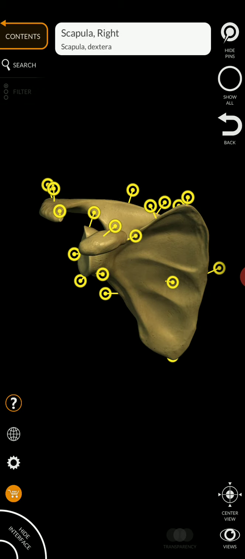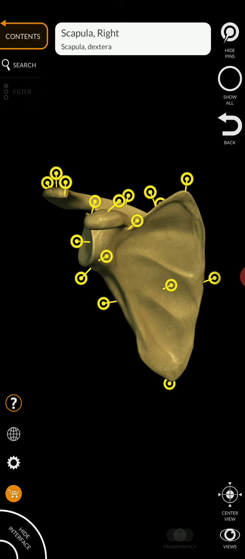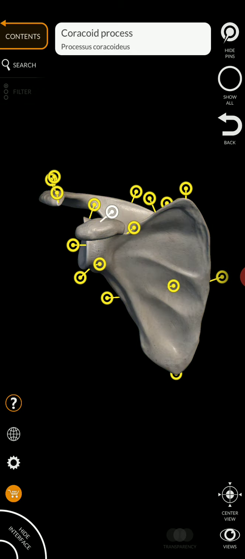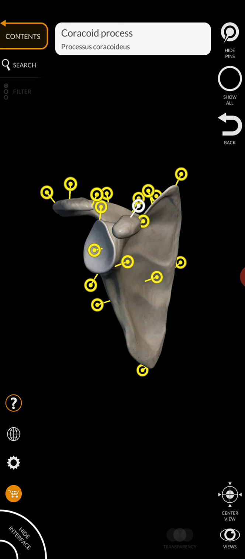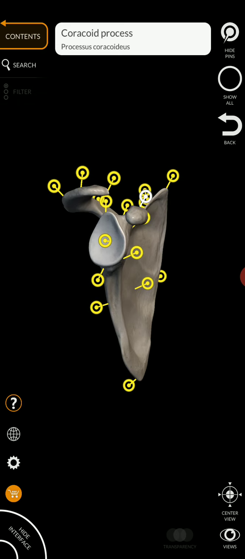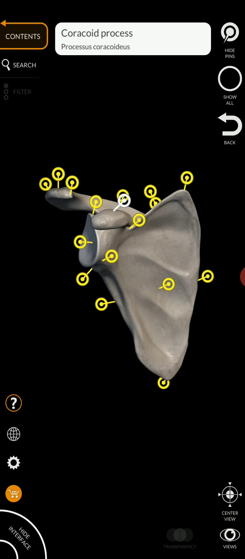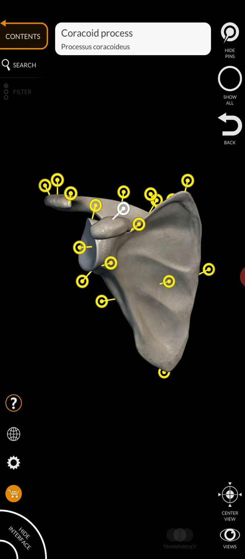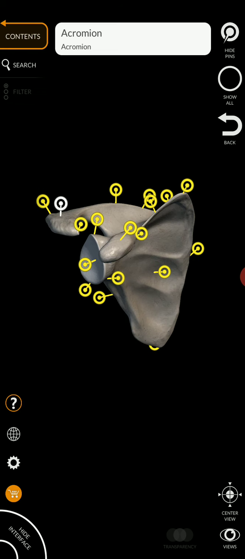Coming here to the top, there are two projections up here you have to know. This projection here is called the coracoid process. And coracoid means crow's beak, and if you look at it, it sort of looks like a crow's beak. Posterior and superior to the coracoid process is the acromion or acromion process.